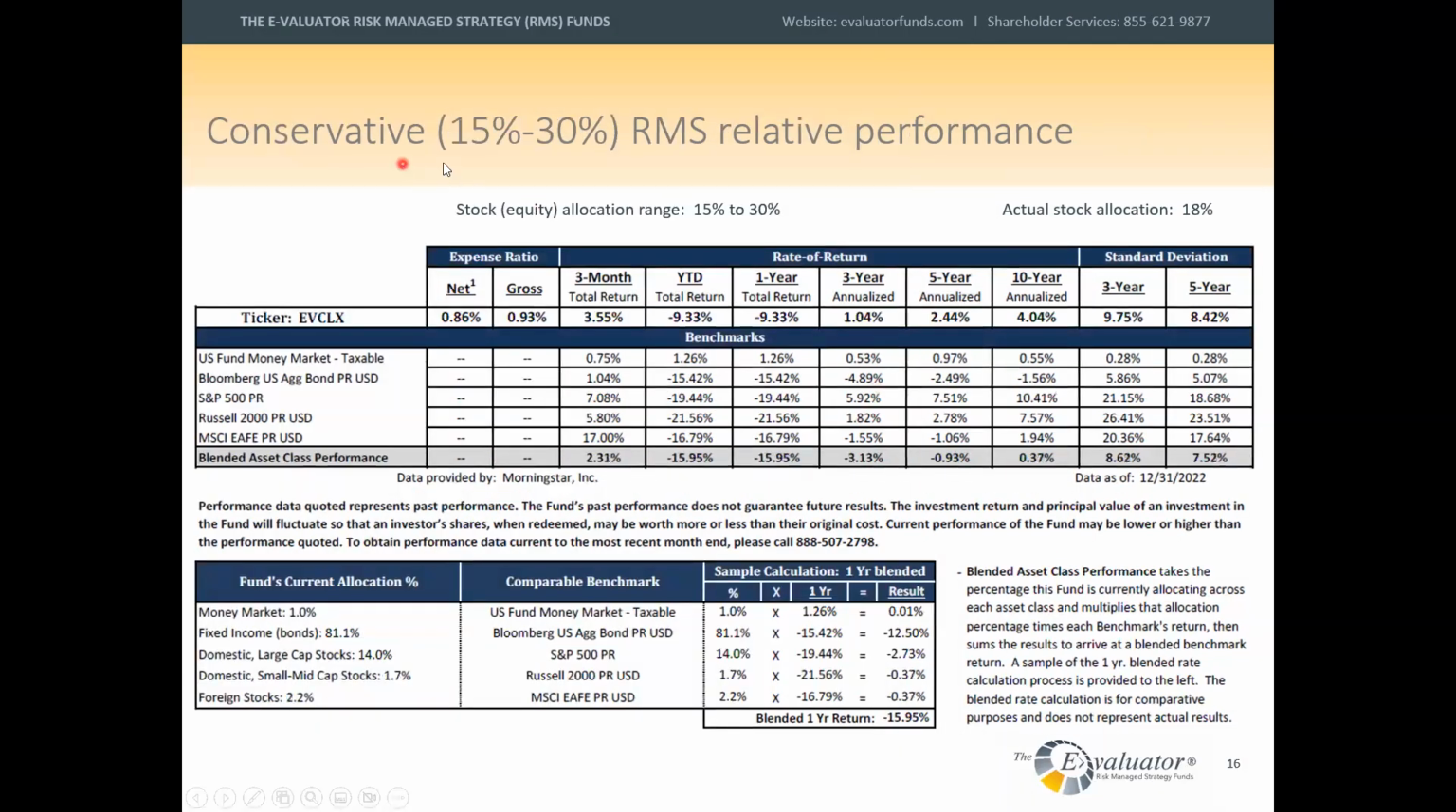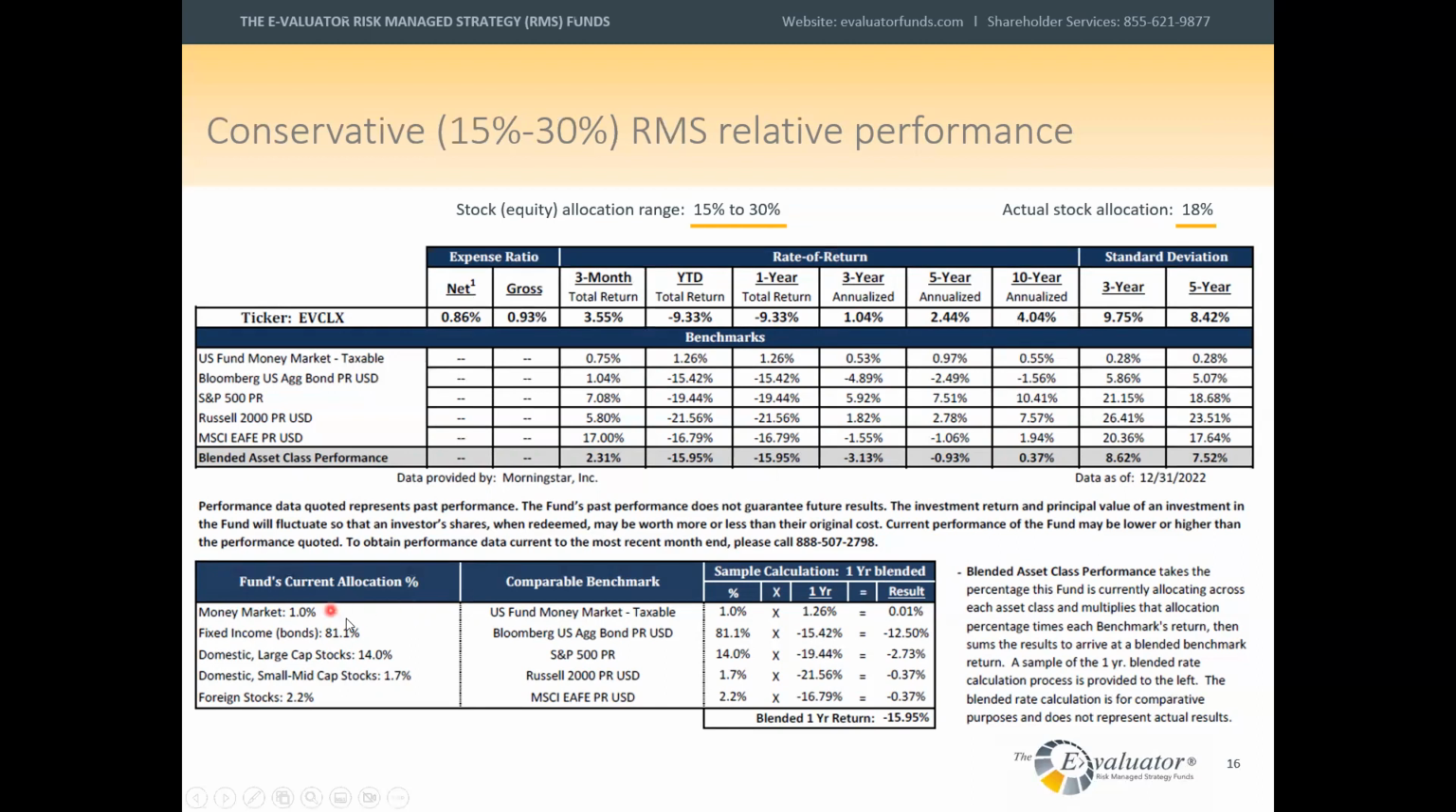So now we're going to look at the conservative 15 to 30. It'll always have at least 15% in stocks, never more than 30. Currently has 18 because we're defensive. You can see the expense ratio. You can see the 1-year return was -9. 3-year average per year was 1. 5-year average per year was 2.4. And 10-year average per year was over 4%.